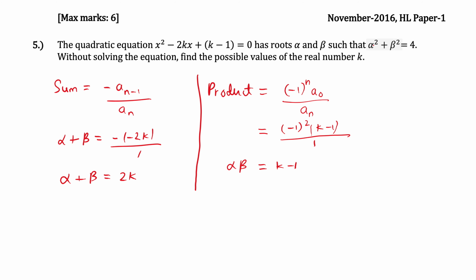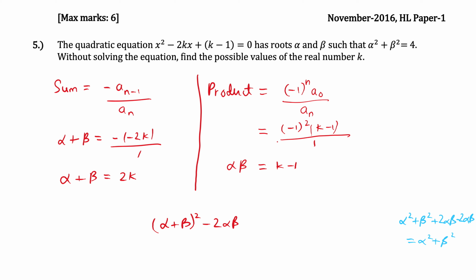Now we've been given that alpha squared plus beta squared is equal to 4. So I can also write alpha squared plus beta squared as alpha plus beta whole squared minus 2 times alpha beta. If we expand this, this will give us alpha squared plus beta squared. So let's expand this on the right hand side. This will be alpha squared plus beta squared plus 2 alpha beta, and then we have minus 2 alpha beta. So this is equal to alpha squared plus beta squared. So we can write this as this.